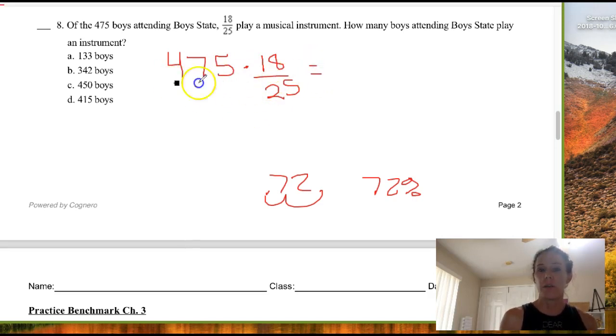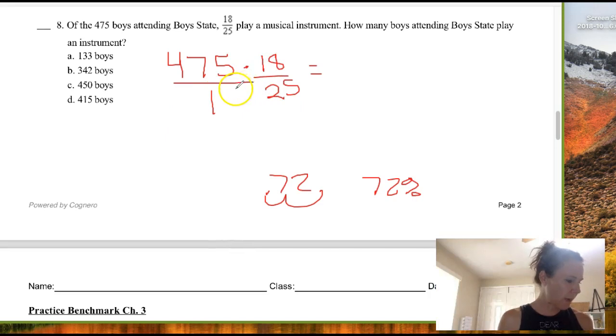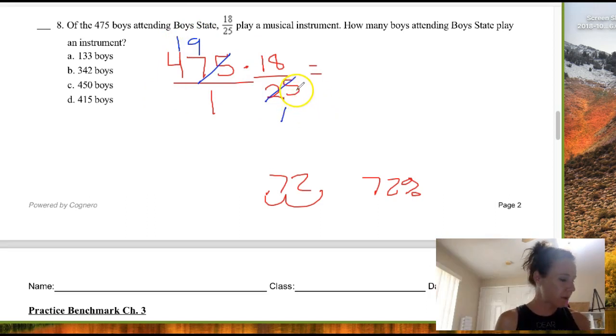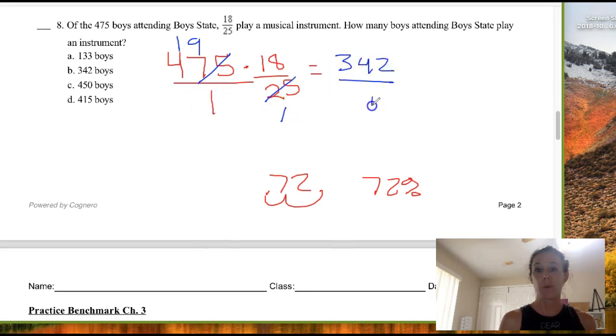So what I'm going to do is put this over 1. I can cross cancel here if it works. Does 25 divide into 475? And if it does, how many times? Well, 25 goes into 475 19 times. And then 25 goes into 25 1 time. And then I'm just going to multiply across the top and across the bottom. So let's go 19 times 18, and that's going to give me 342. And then 1 times 1 is 1, so it's just 342.